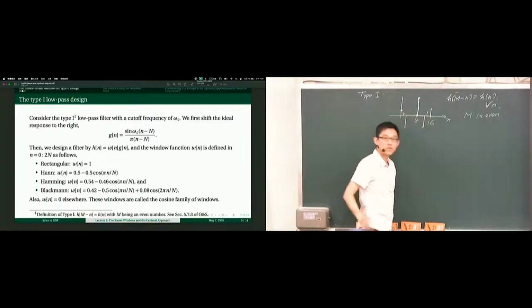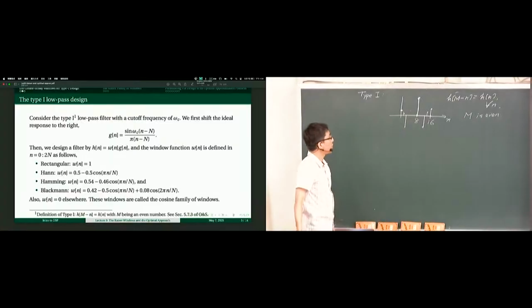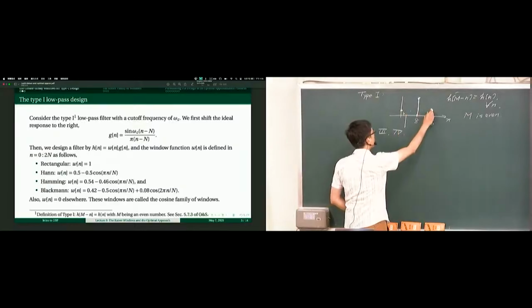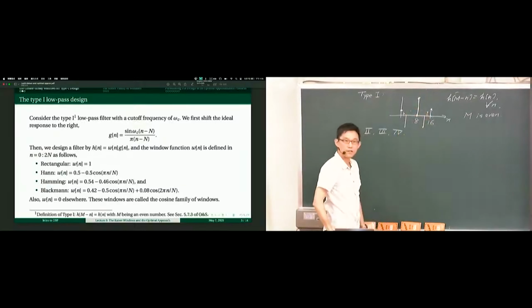If M is an even number, and if this symmetry is satisfied, we call this response a Type 1 filter, Type 1 impulse response. So today we're only going to talk about Type 1, but in the textbook you can also find definitions for Type 2, Type 3, and Type 4. We will not talk about them for now. Just focus on Type 1. Type 1 is very simple, basically meaning that it's evenly symmetric around the middle point.